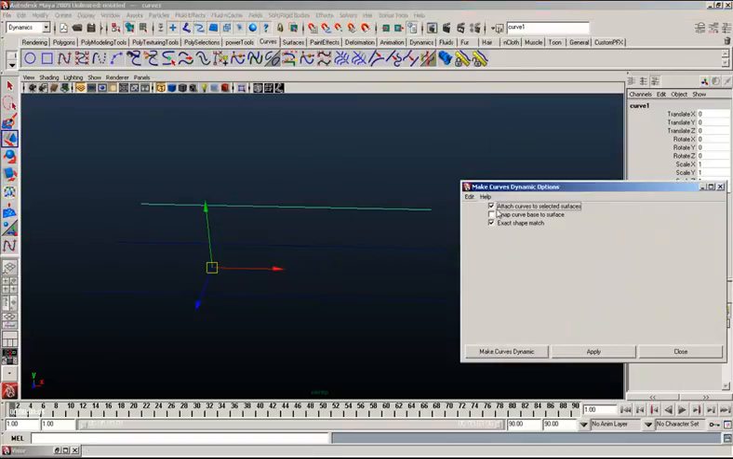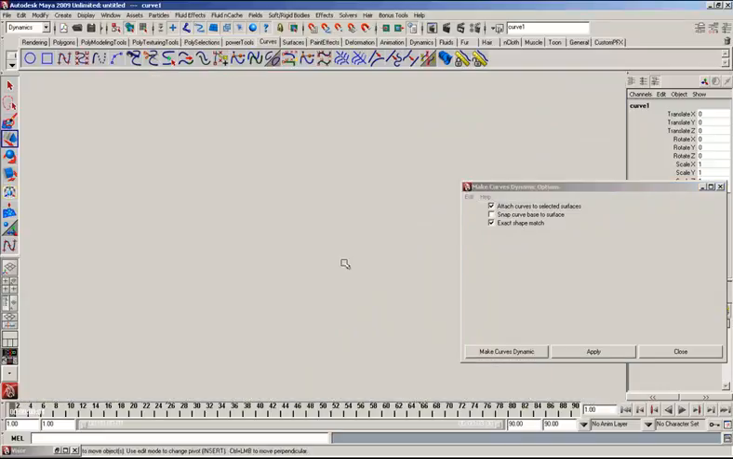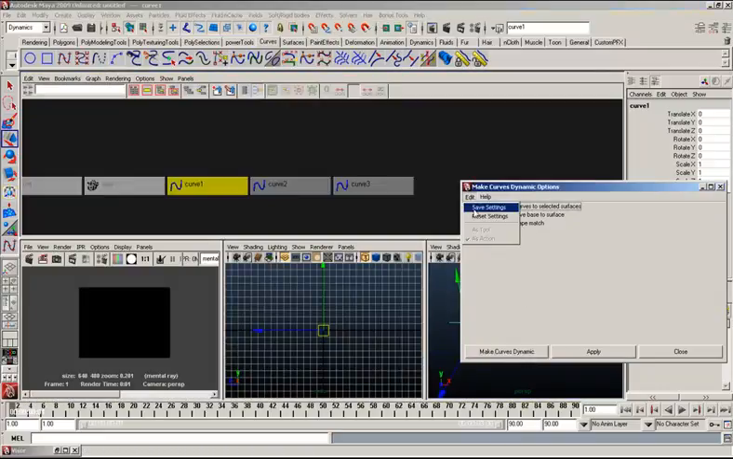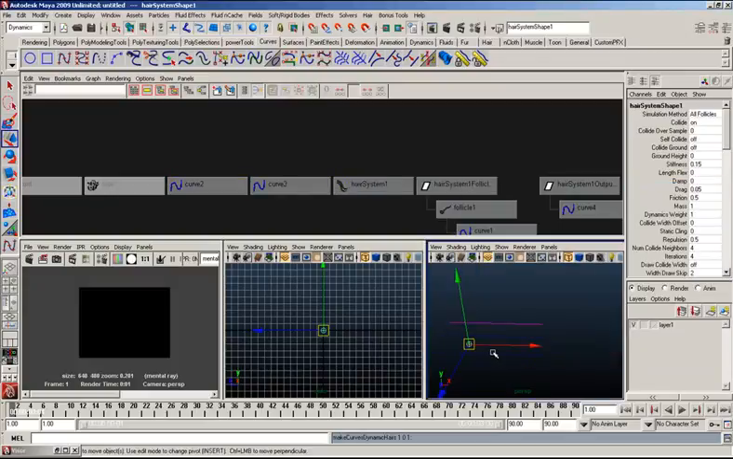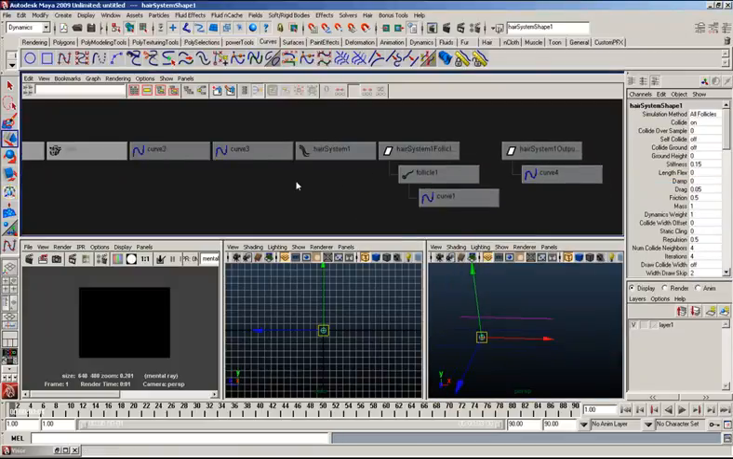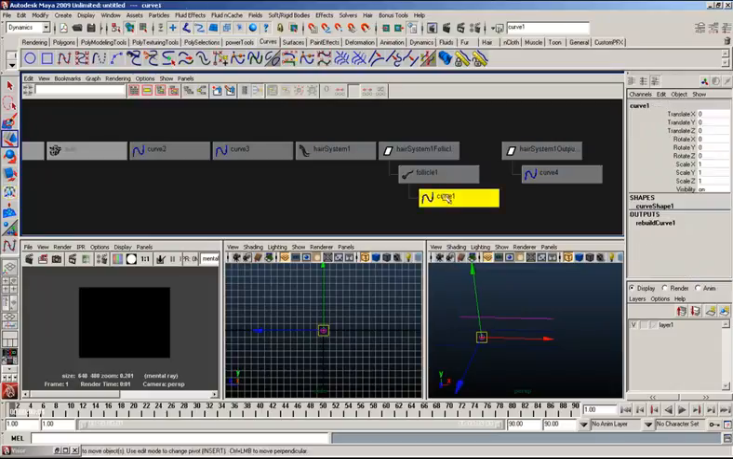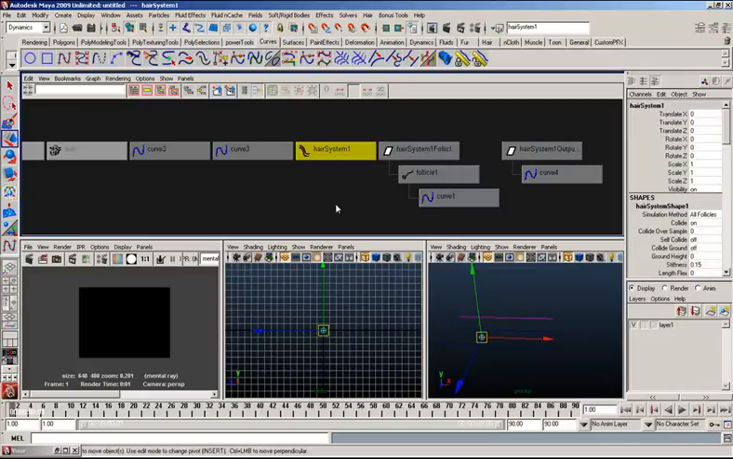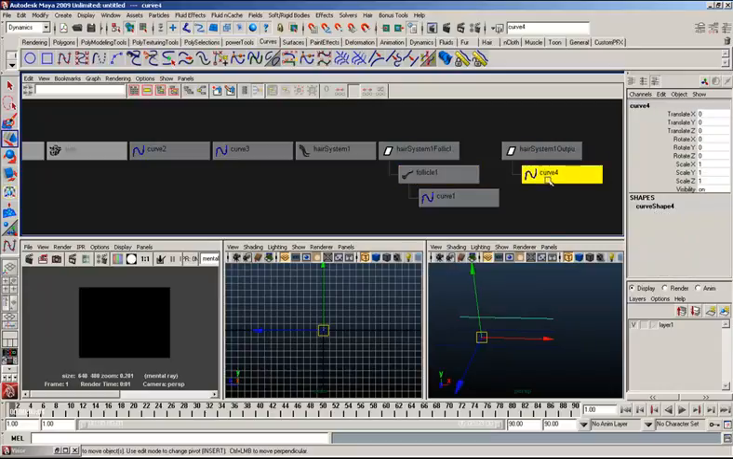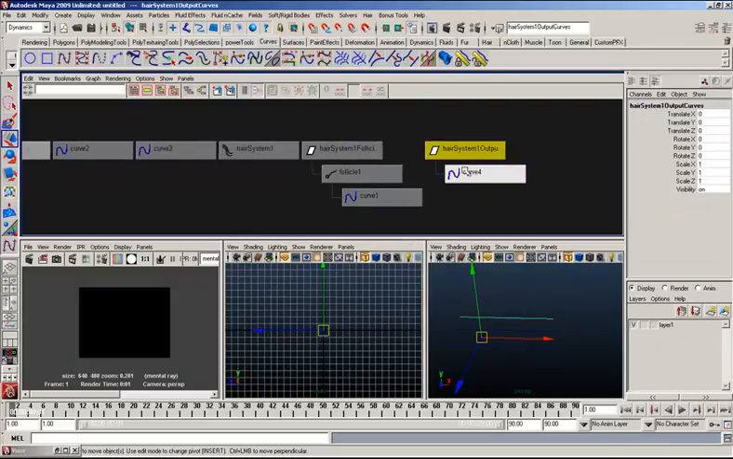I'm sorry, my eyes are tired. So as you can see, it's going to attach the curves and it's going to do an exact shape. So just reset settings. You don't want to change anything here. Make curves dynamic. And look, my curve 1, which was here, is now here. Ha! It made a hair system, it made a follicle, and it made a curve 4. This curve 4, which is under that hair system, that's the dynamic one. That's the one you don't want to play with. And this is the original one. Yeah, this is the original, that's the current.